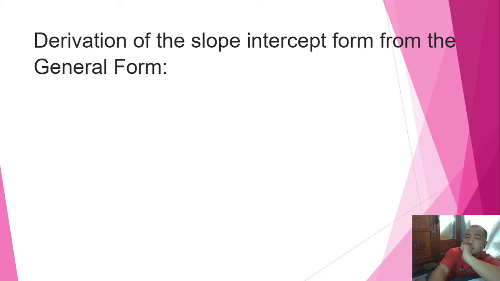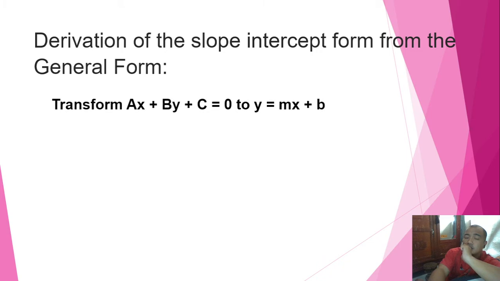Derivation of the slope-intercept form from the general form. If we transform the general form to slope-intercept form, we can immediately solve the slope, x and y intercepts of a given equation of a line. Given the general form, we're going to transform that to slope-intercept form. We can derive a formula for slope, x-intercept, and y-intercept.